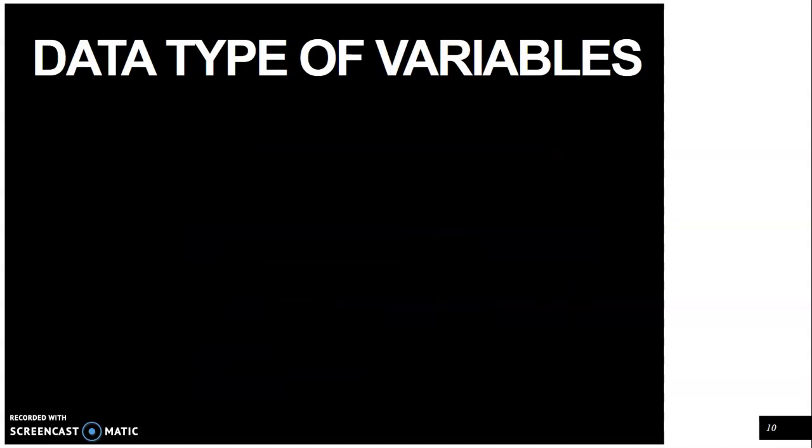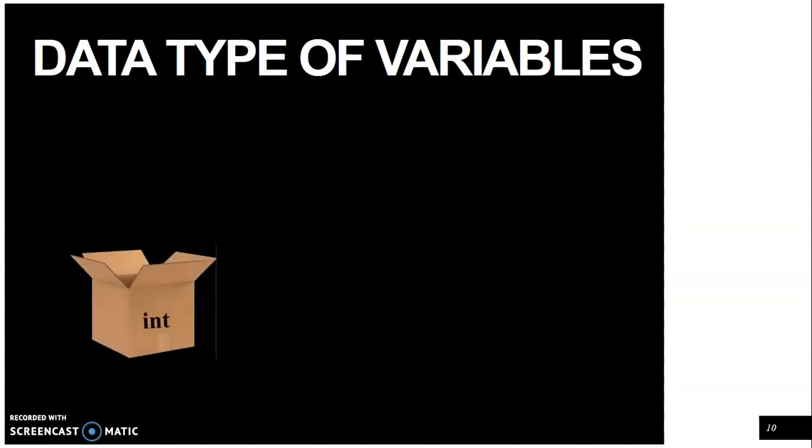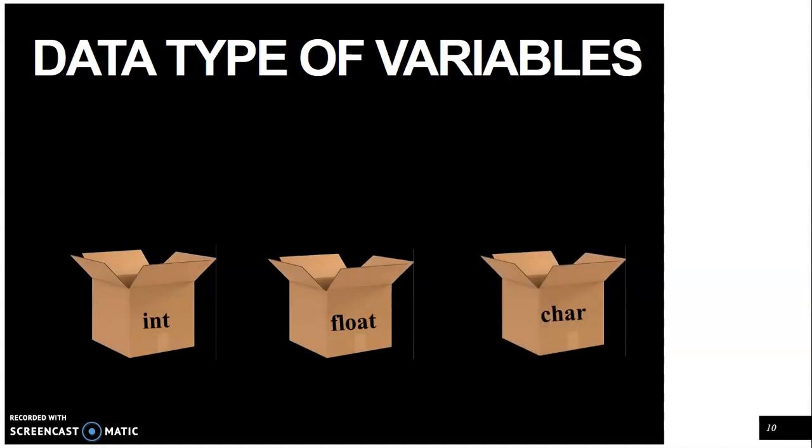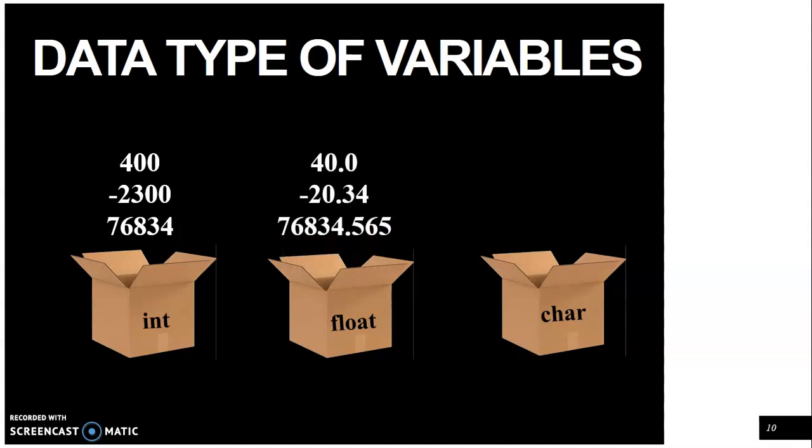Here are the data types of variables. There are three. The first one is int, the second one is float, and the third one is char. As the name indicates, int can only store integers, either negative or positive. A number without a sign is known as an unsigned integer, and a number with a sign, negative or positive, is termed a signed integer. Float has all the values with decimal points in them. They may be negative or positive. And char can store only a single character enclosed in single quotes.